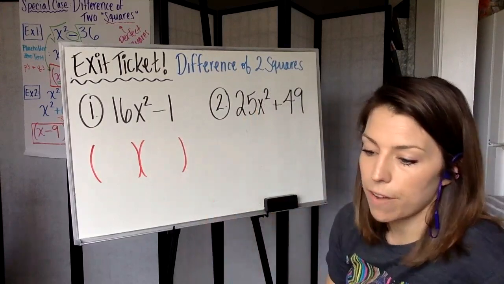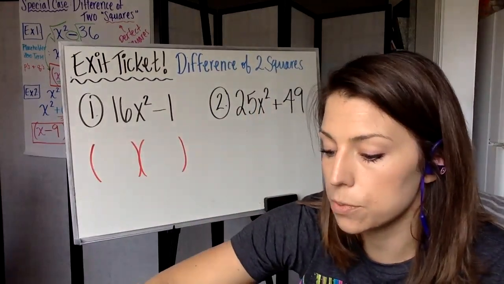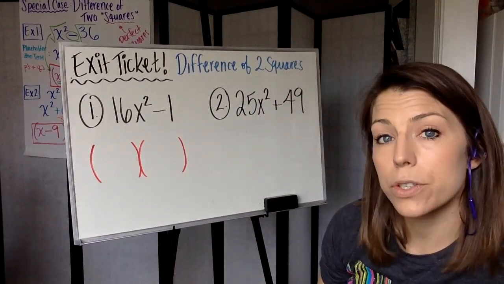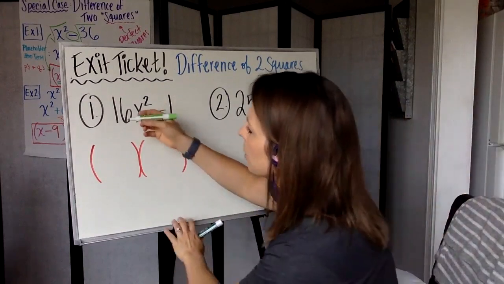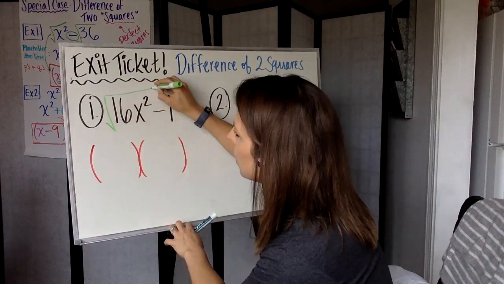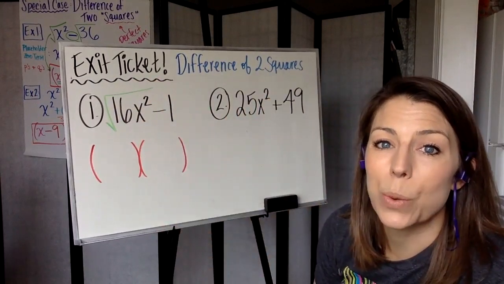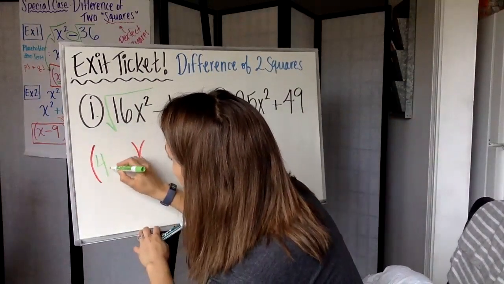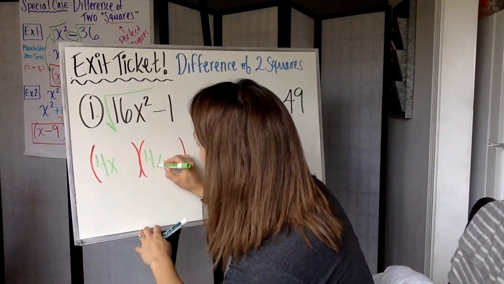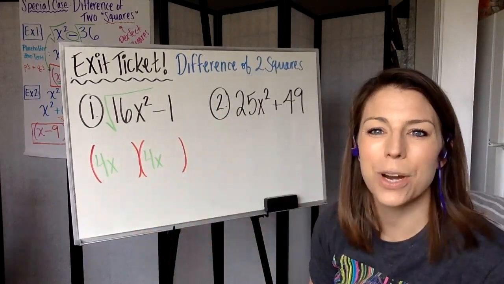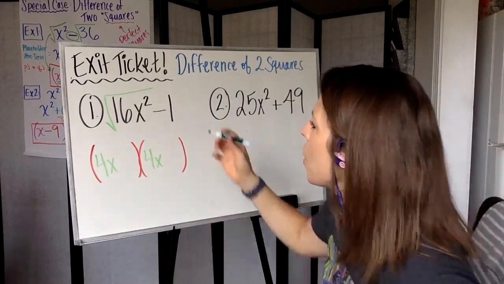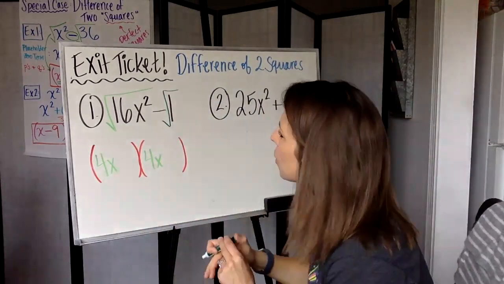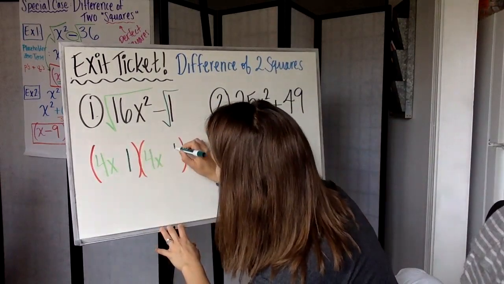All right, now, how do we find the numbers that go inside of the parentheses? Well, if you remember how difference of 2 squares works, look at your notes. You find the square root of the first term and the square root of the second term. What is the square root of 16x squared? 4x. So our first term is 4x. 4x times 4x is 16x squared. What's the square root of the second term? 1. So 1 times 1 is how you get 1.